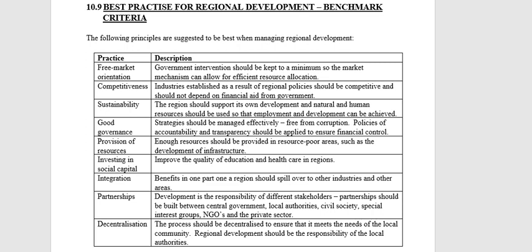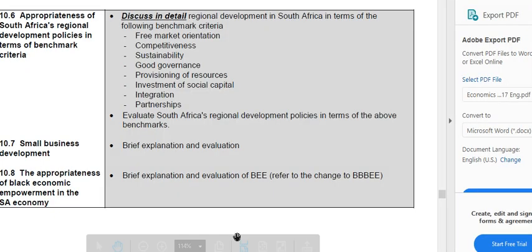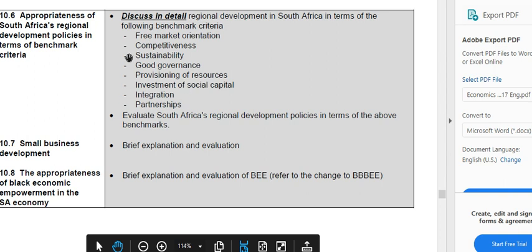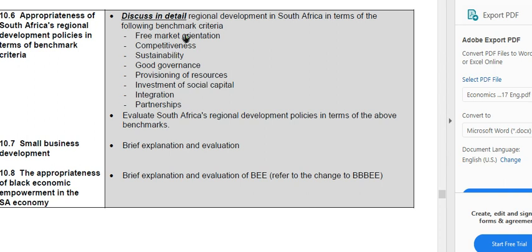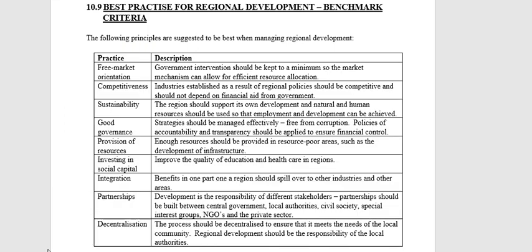Okay, grade 12. This is your last lesson for chapter 10, and this is a possible essay question. I know it's hard to believe, it's very, very little information, but if you look at your exam guideline, it says discuss in detail the regional development in South Africa in terms of the following benchmark criteria. And you'll see in that table in your book, you've got all of this. So although it looks like very little information, it is a possible essay question.